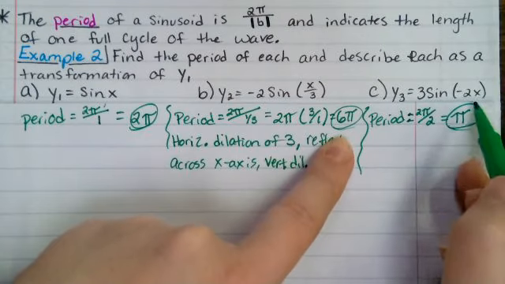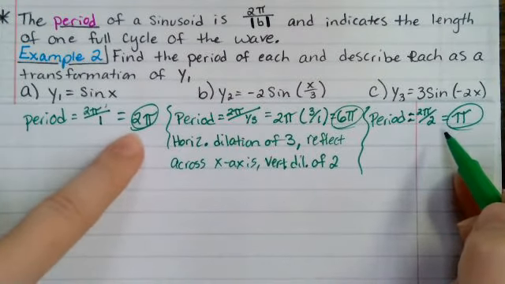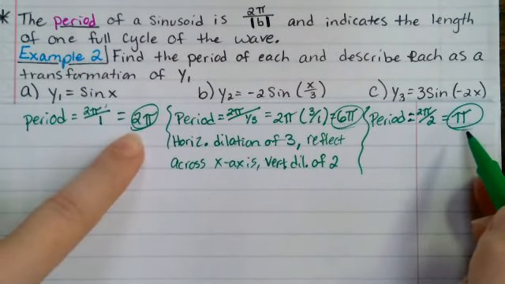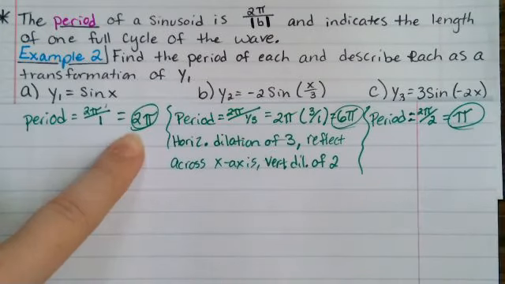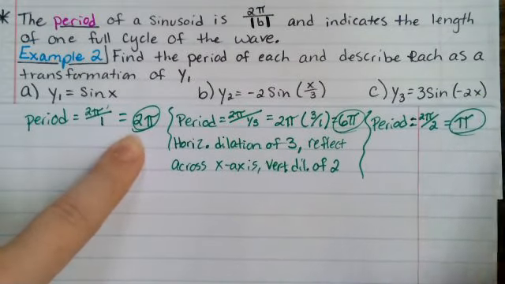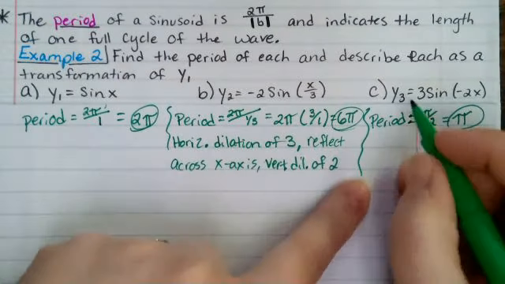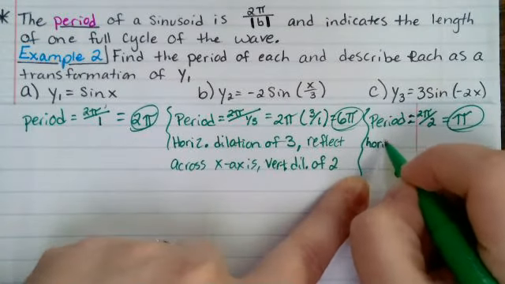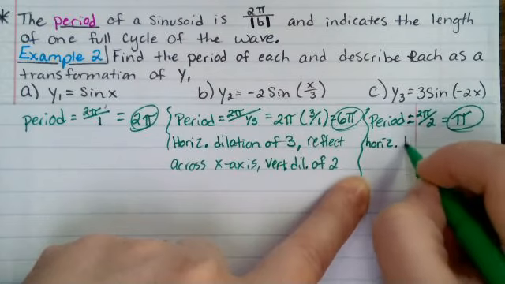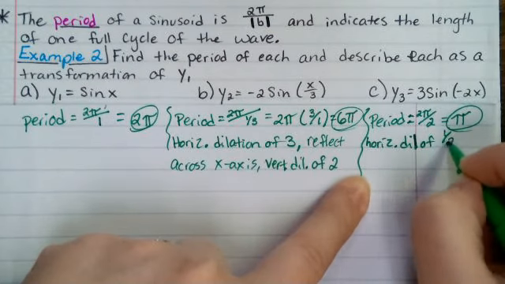So if I compare this period to the original one, which was 2 pi, this one's pi. That is a horizontal shrink, right? It has gotten smaller. Now we still say horizontal dilation. We just have to make sure that we write it as a factor of 1/2 to show that it was half the size, okay? So we're going to say horizontal dilation of 1/2.